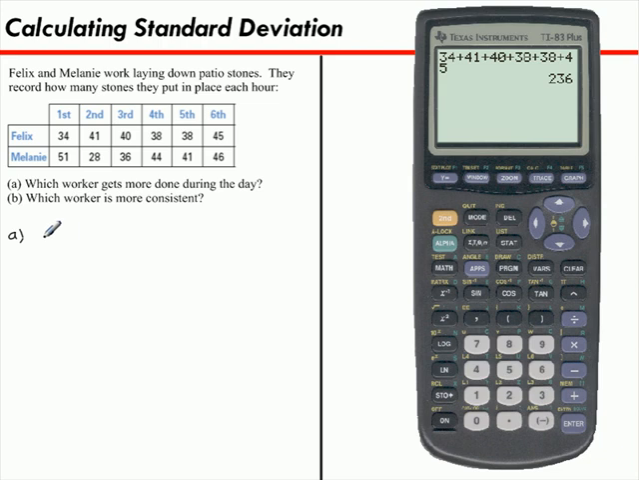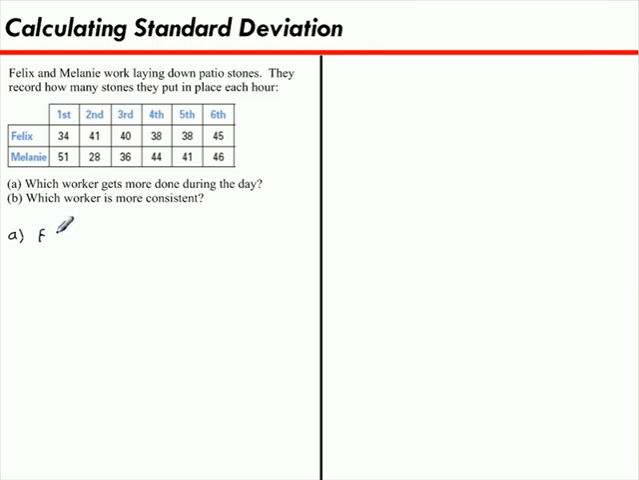So let's make a note of that over here. I'm just going to say F for Felix, 236 stones. And then you can go ahead and just repeat the calculations for Melanie, and we'll compare the results. So I skipped the calculations, but I'll just show you that Melanie ended up with 246 stones at the end of the day. So Melanie puts down 10 more patio stones than Felix. And I'm just going to highlight that to show that that is the answer for A. Let's move on to B.